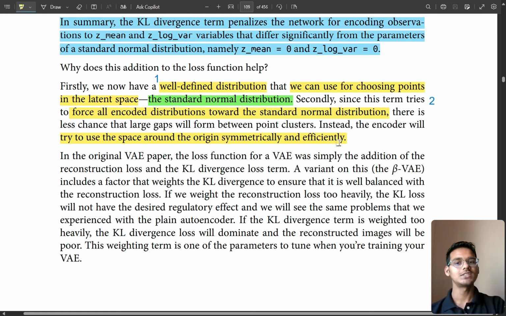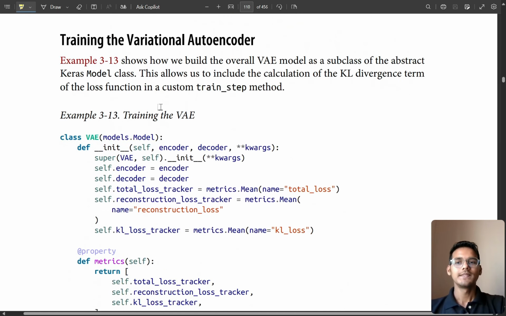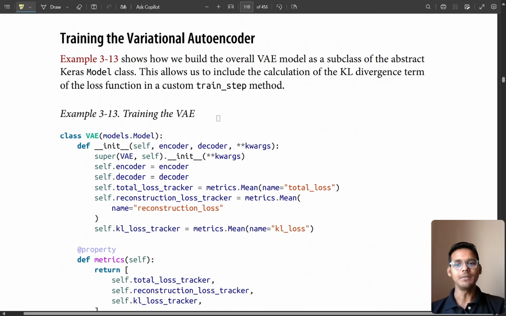There will be less chance of gaps. Like it will try to use the space around the origin and it will move the surroundings symmetrically. Okay, so it actually does that. It does some symmetric things. It plots the points near that origin, something like that. Okay, then this was the whole thing actually.